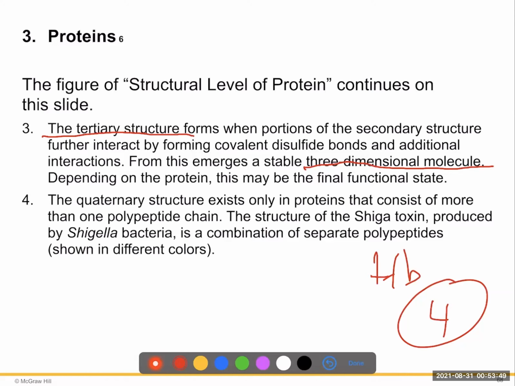Okay. So we got primary is just the line, the order of amino acids. Secondary is when they start to form alpha helices or beta pleated sheets. Tertiary is when they form their final three-dimensional structure. And quaternary is when these molecules that have been formed link together to form a massive unit or a large protein, something that can be biologically active. They become one.